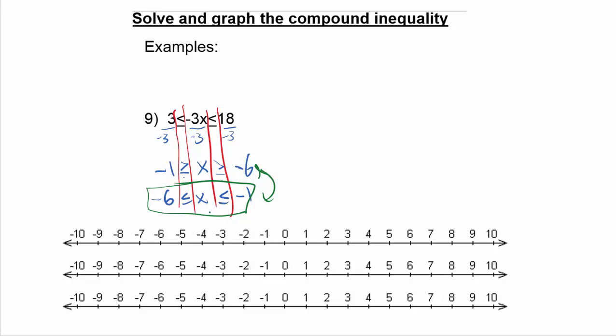Okay, and now that we have it in this form, again, this is like an AND problem. We've solved it. This is a fancy way of saying that our solution lies between -6 and -1. And we could graph this on 3 number lines if we wanted to, but we know that for a problem that has the 2 less than signs, it should always be shading in between the 2 graphs. So again, that's just a quick little video about how to solve and graph compound inequalities.